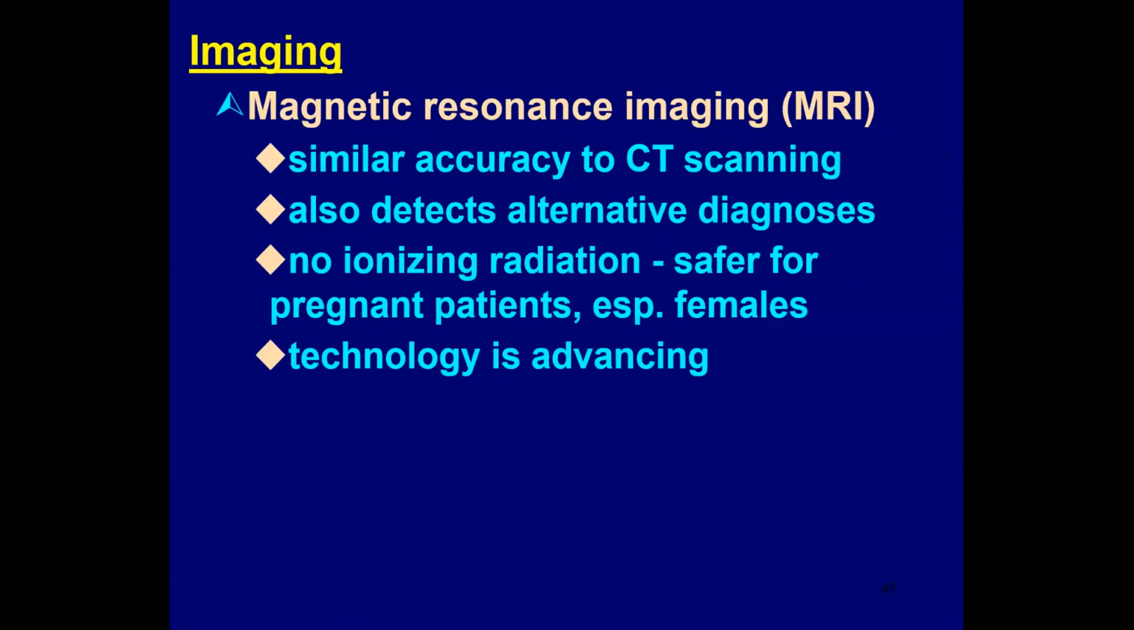An MRI has a similar accuracy to CT scanning. It also can be used to detect alternative diagnoses. And an advantage of the MRI is that there is no ionizing radiation. It is safer for pregnant patients, especially if they're females. The technology for using MRI is advancing tremendously.